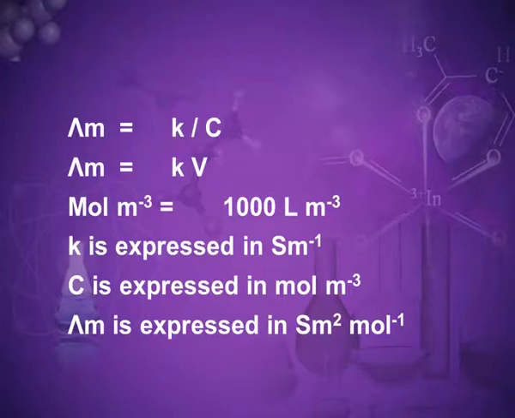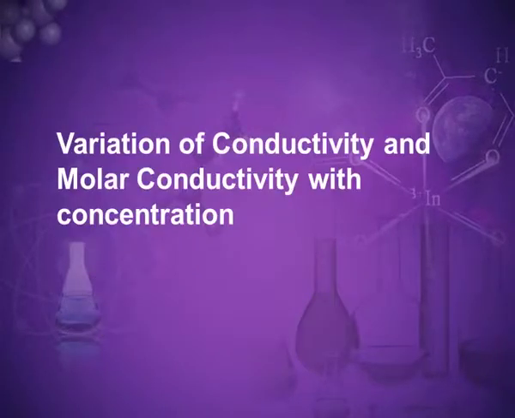The unit of the molar conductance. By substituting the units of the kappa and volume or concentration, we get the unit of the lambda m as Siemens meter square per mole. Variation of conductivity and molar conductivity with concentration.